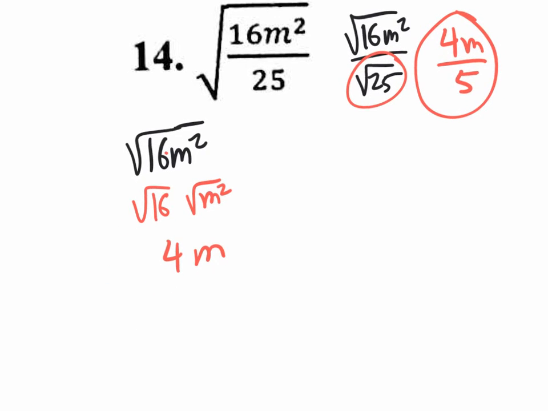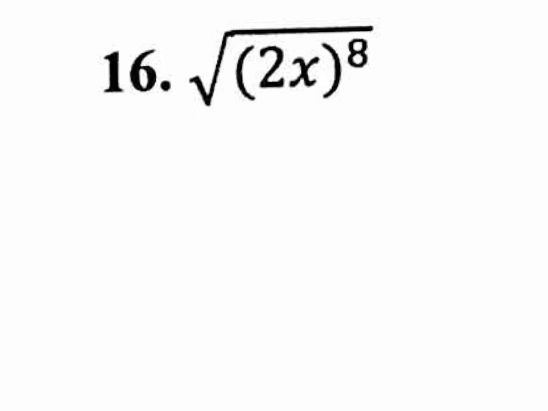Let's jump to number 16. Okay, again, the key concept of this lesson is to understand that whatever root you have, if it has a power in here, you could rewrite it as a rational exponent. So let's rewrite this as a rational exponent. You have 2x in the parentheses, and let's write a fraction as an exponent up here, and that fraction has the power as the numerator over the root as the denominator.